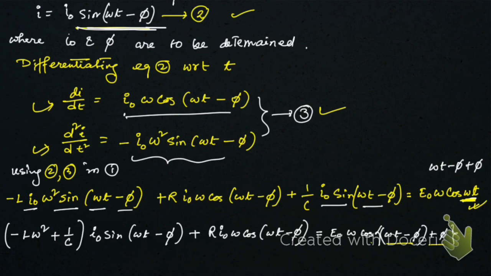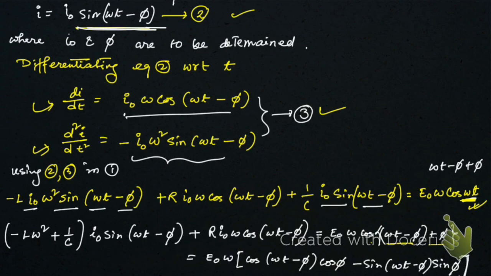So now considering this as cos a plus b, so applying the identity of cos a plus b, then what you will get, so this is your right hand side. So what we have done here, we have applied this cos of a plus b identity, that is cos a cos b minus sin a sin b, right?